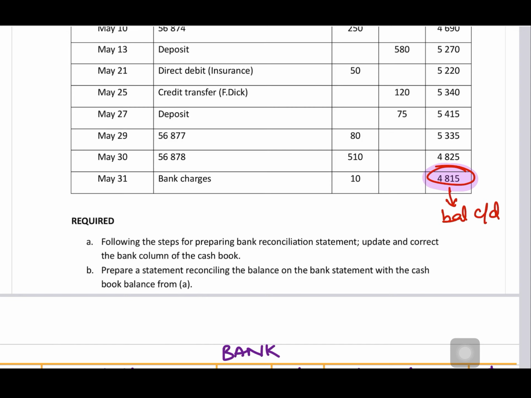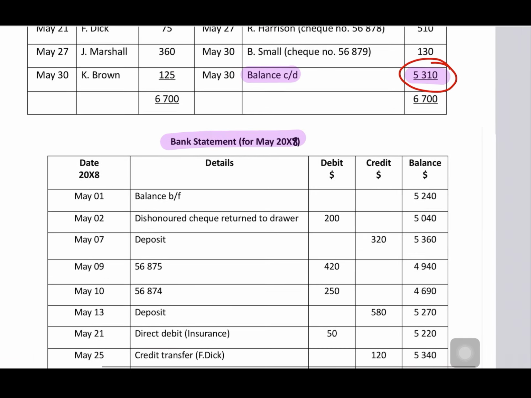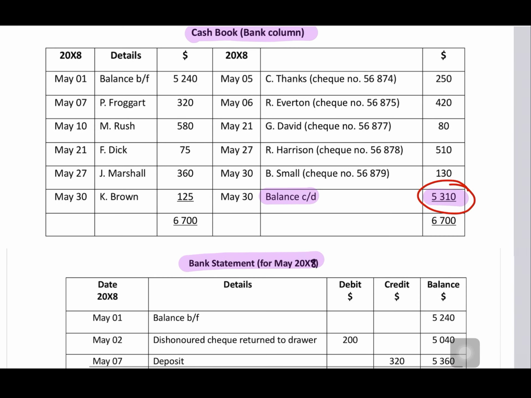So we have to do two things, right? We have to prepare an updated cash book, and we have to prepare a bank reconciliation statement. So what are the steps? You already know that first we have to tally the two statements, so that we can identify the differences and we can see where adjustment is needed.